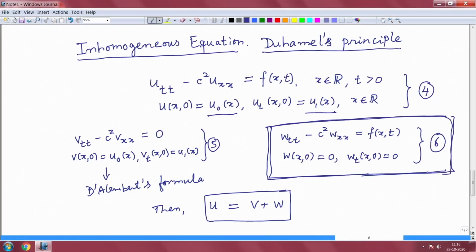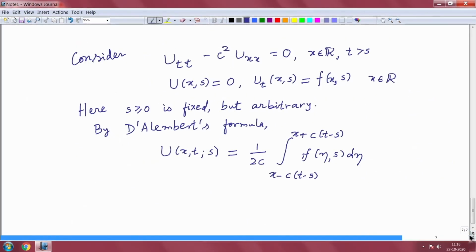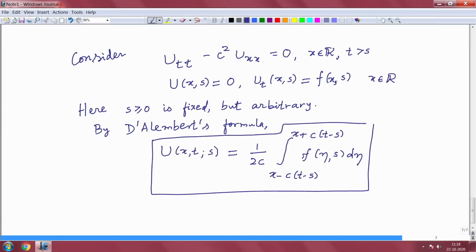So, let me write once again that formula. So, that W is given in terms of this U. Okay. So, just you remember this U is the solution of this homogeneous equation with these initial conditions. Okay.